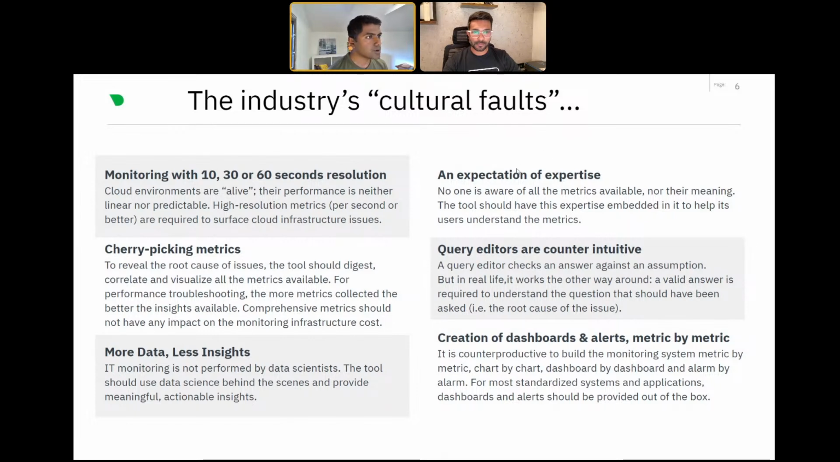And that brings us to the next point, which is an expectation of expertise. This is a cultural fault that we see a lot. There is an expectation that whoever is setting up this monitoring understands the applications that they're monitoring. They understand how to collect those metrics, but they also understand how to aggregate those metrics, the statistical knowledge required to understand how the time aggregation and the data aggregation works. They're also an expert in visualization, to understand what sort of dashboard or chart types are the best way to visualize this.